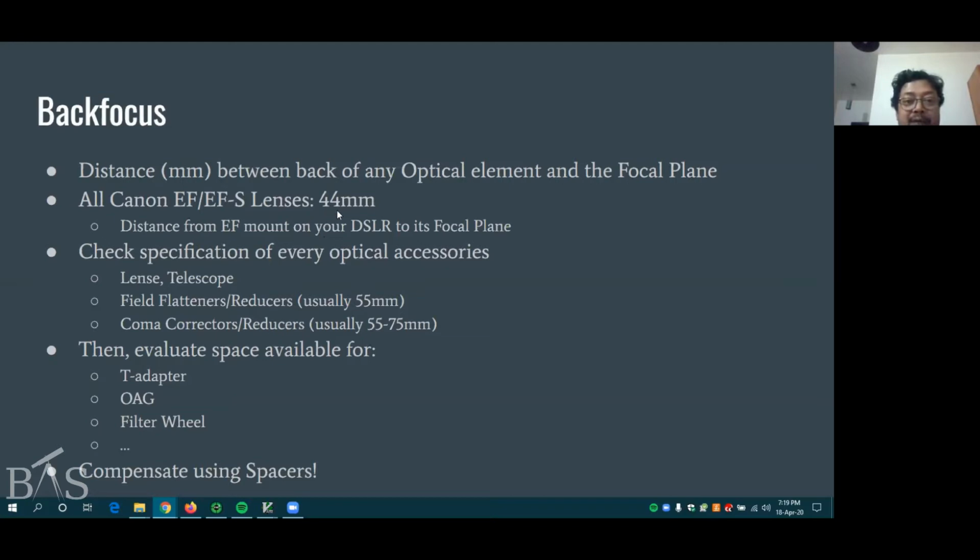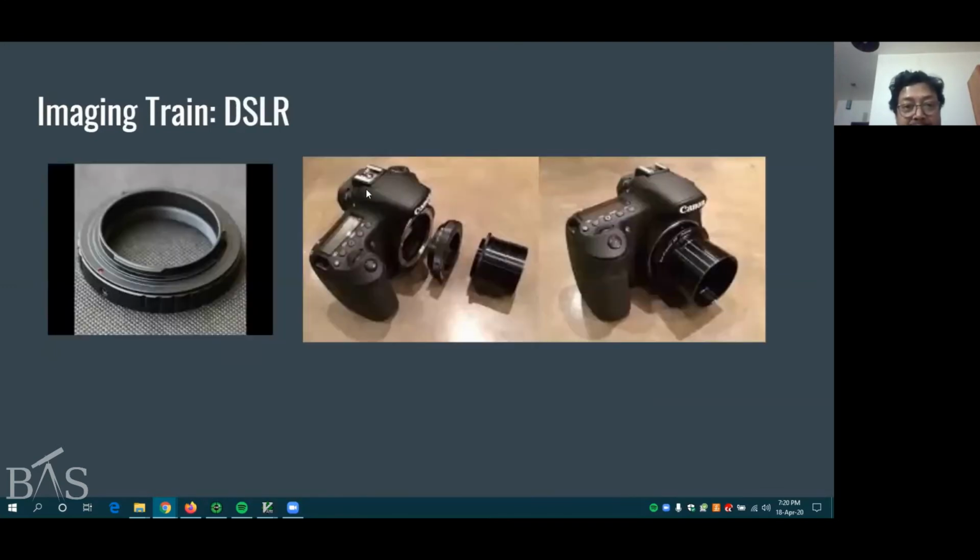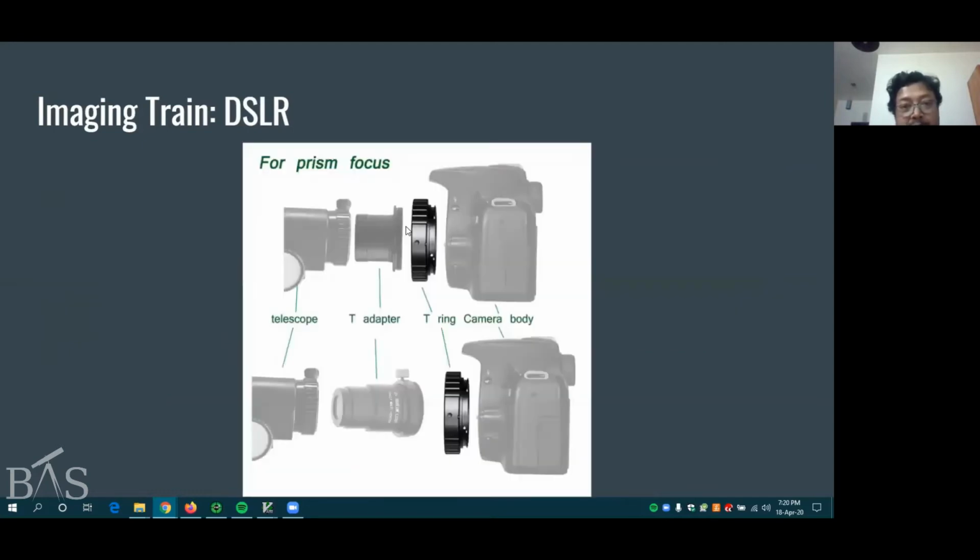you usually have 11 mm space available between the camera body and the flattener. The sensor is somewhere here, and from the sensor to the front of the body is 44 mm, and the T-ring is exactly 11 mm. Most standard T-rings available in the market are 11 mm.